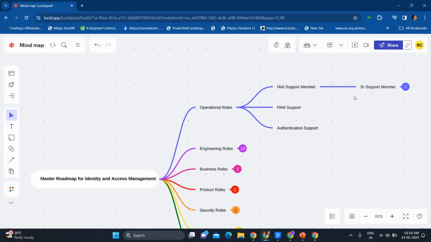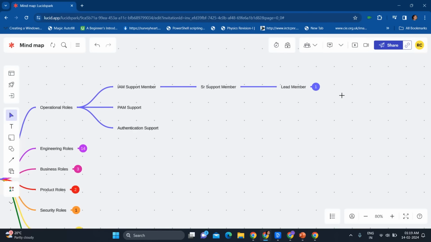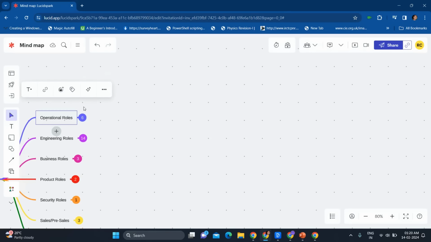Next, from a hierarchy perspective, you can aspire to be a senior support member. Then you can be a lead member. Then you can aspire to be a manager and grow from there. This hierarchy applies to the support member or a PAM support engineer or authentication support engineer or analyst. Okay, this hierarchy is applicable to every track that you may be working in. Now, let's move on to the engineering roles.